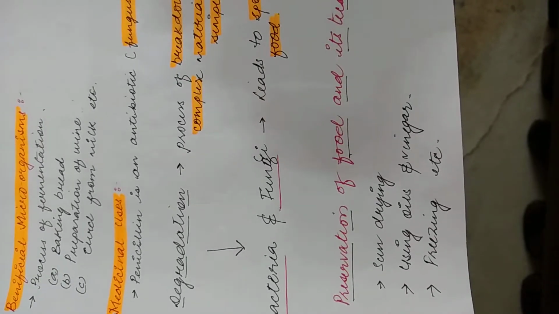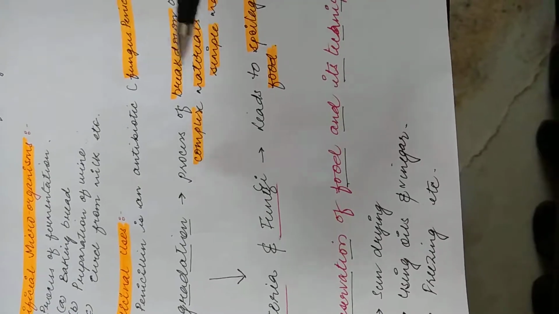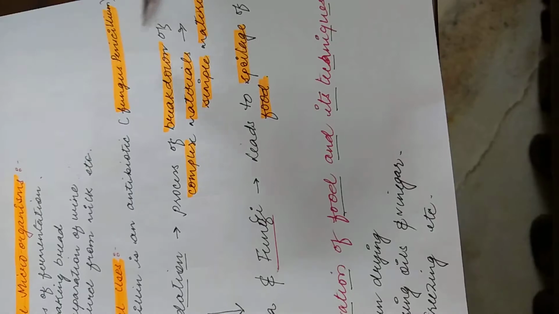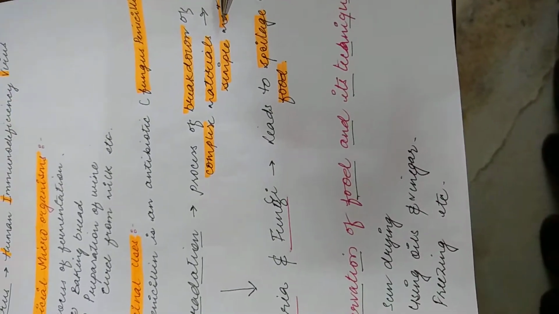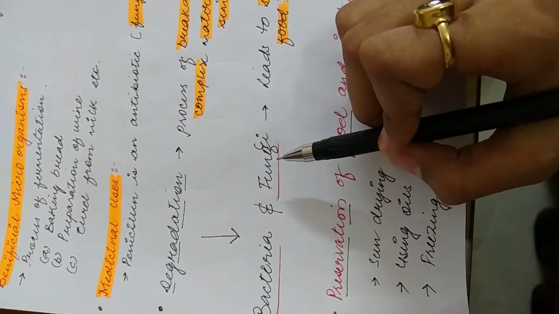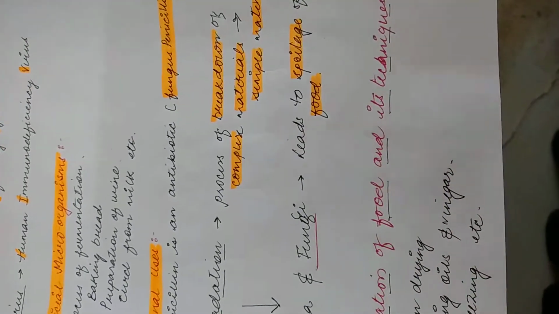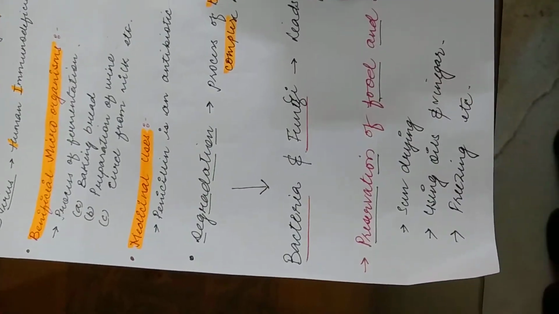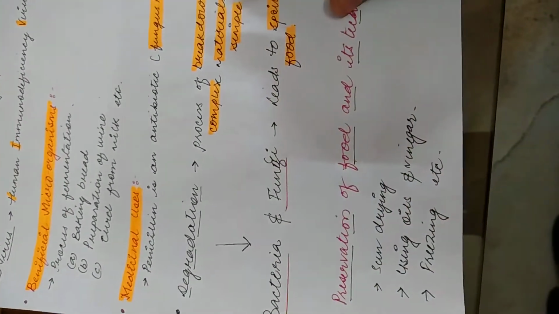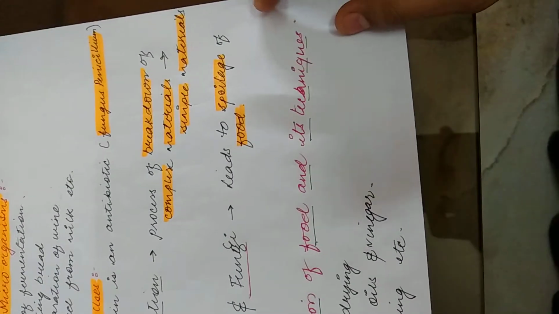Then degradation. We are going to discuss degradation in a further chapter; that is the process of breakdown of complex material into simpler materials, right? This process is carried out by bacteria and fungi, and that leads to spoilage of food, which you might have seen. Further in this whole chapter we are going to discuss preservation of food and its techniques.